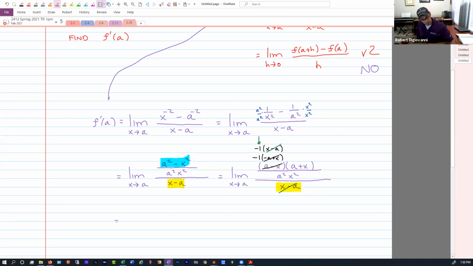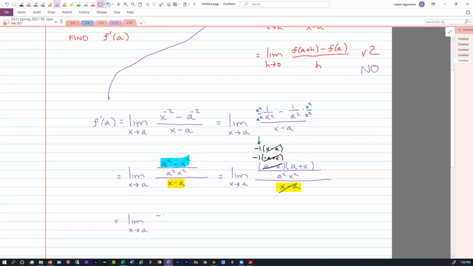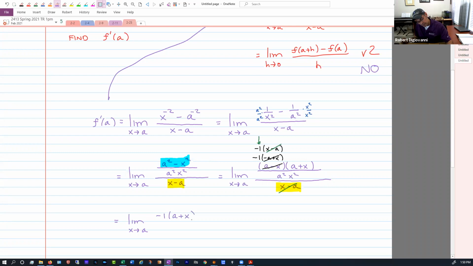All right, we're moving here. Limit as x approaches a of, let's see, what do we still have on top? We have the -1, we still have an a plus x. And then in the denominator, we have a squared x squared. Okay, I'm just going to highlight everything that was still there. We had the -1, we had that, and we had that. Those are the things that were left after we canceled.